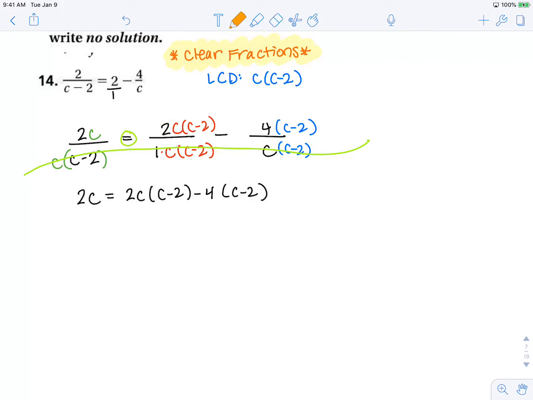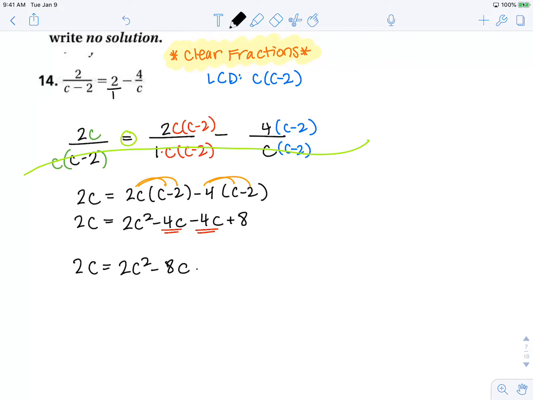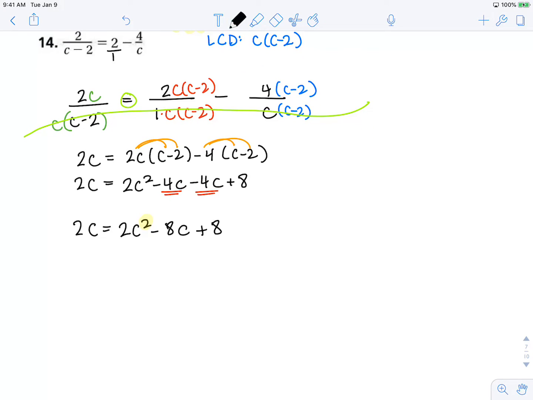Now we have an equation with no fractions. I'm going to start by distributing, and I get 2c equals 2c squared minus 4c plus 8. Now I will combine like terms, and I have 2c equals 2c squared minus 8c plus 8. I notice this is a quadratic equation, so I am going to get this equation in standard form first, which means it must be equal to 0. So now I have 0 equals 2c squared minus 10c plus 8.